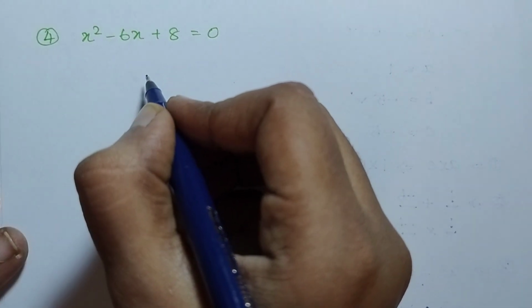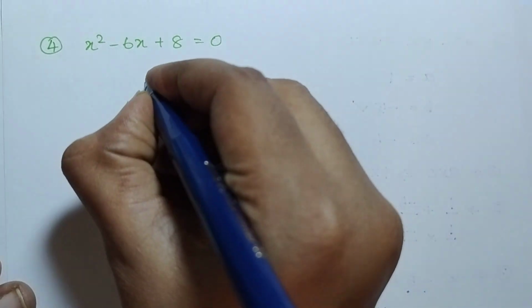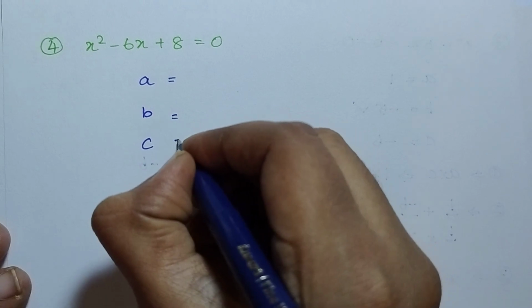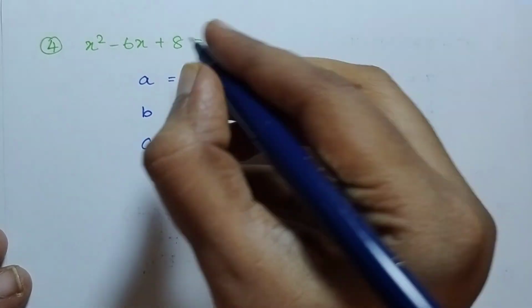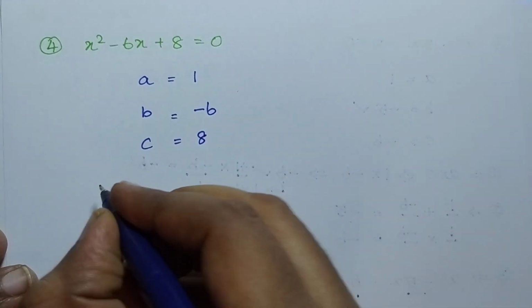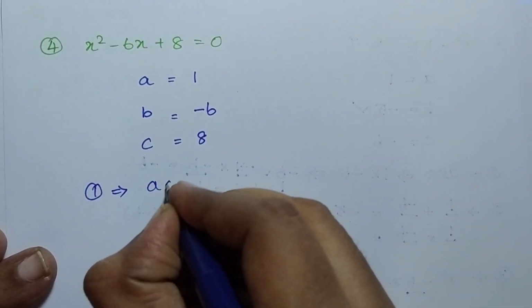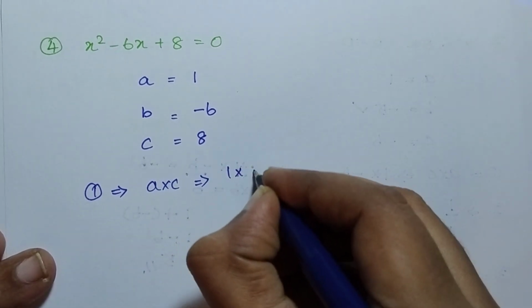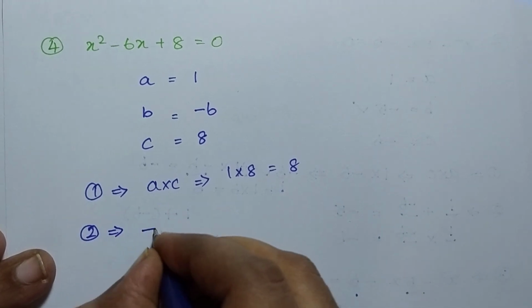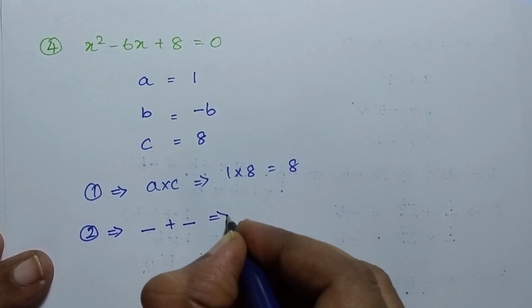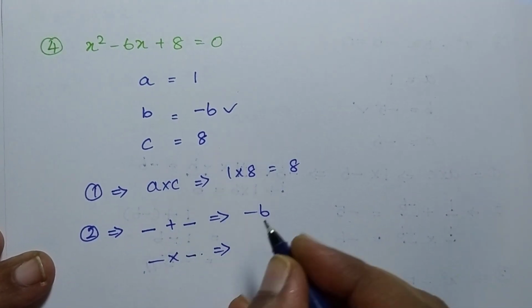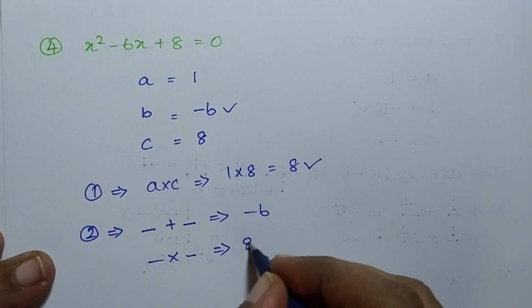We move to question number 4. So similarly, I am going to take the values for A, B, C. Here A value is 1 and B value is minus 6 and C value is plus 8. First step, I am going to multiply A and C. Then 1 into 8 is equal to 8. And second step, I am going to find the 2 values. If I add the 2 values, I will get the B value. If I multiply the 2 values, I will get this 8.